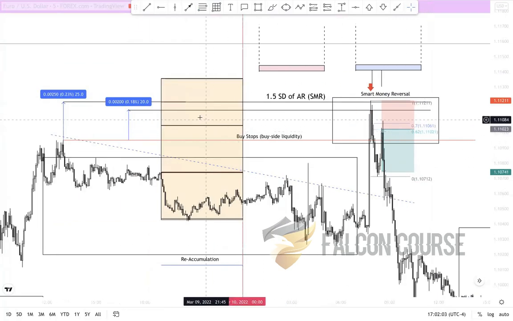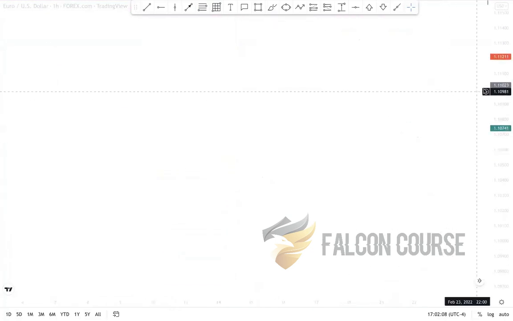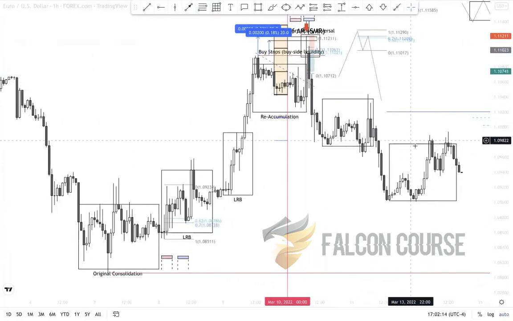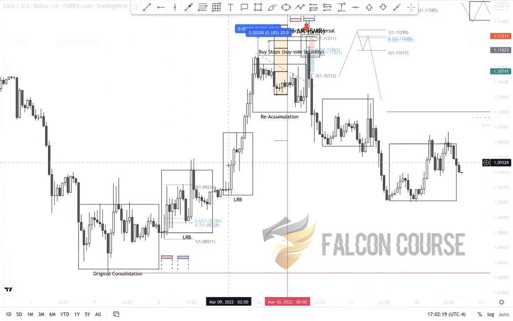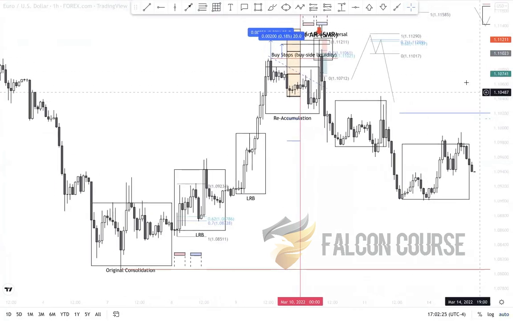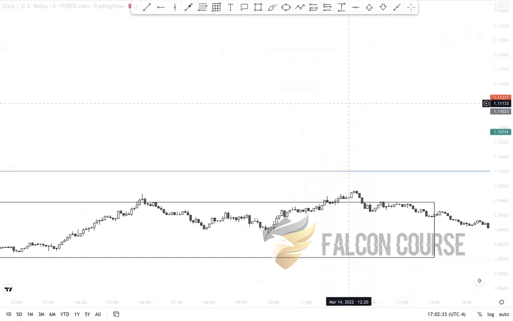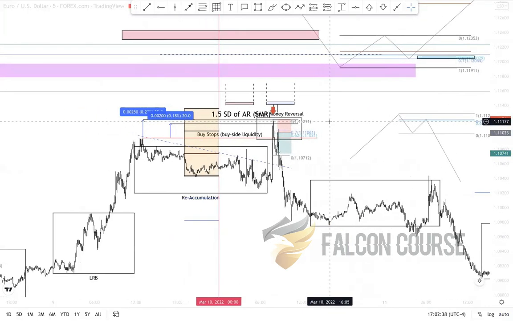Just alone, if you use these standard deviations, and on the 1 hour, we had the ID of this market maker sell model, the original consolidation, the low risk buy, not the low risk buy, reaccumulation, then this would preferably be, you could anticipate that this would be up here, which I showed on the 5 minutes. This would be the actual smart money reversal in the market. But you would, let's say, still be unsure.